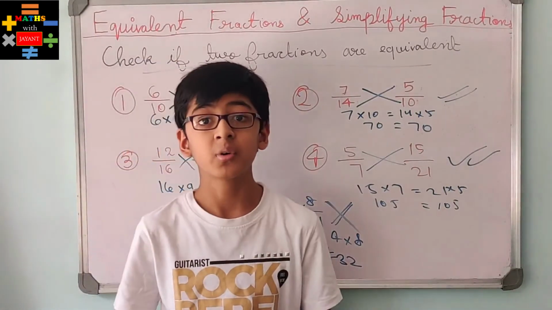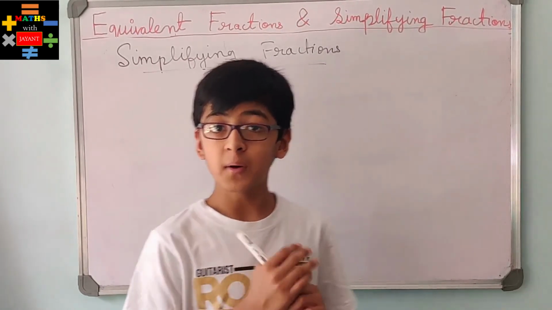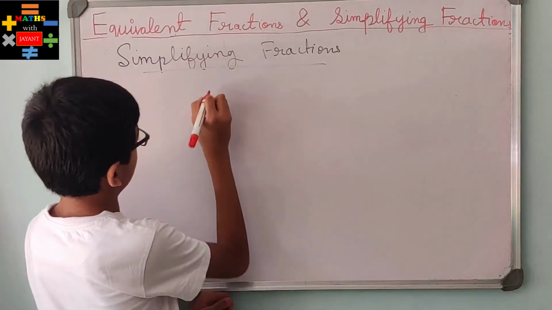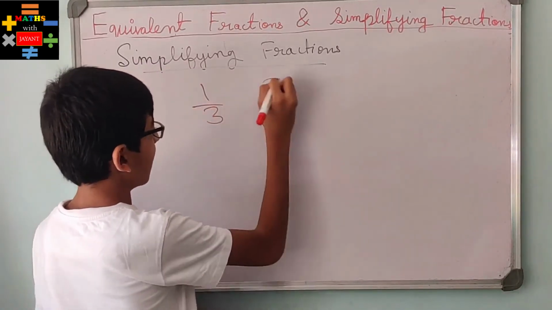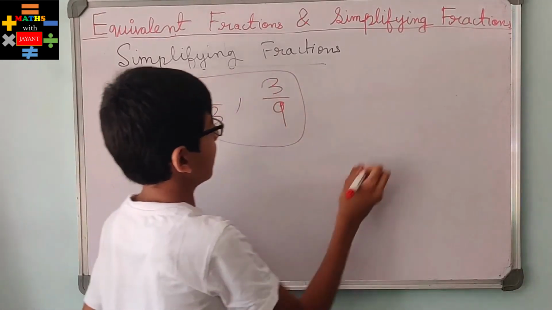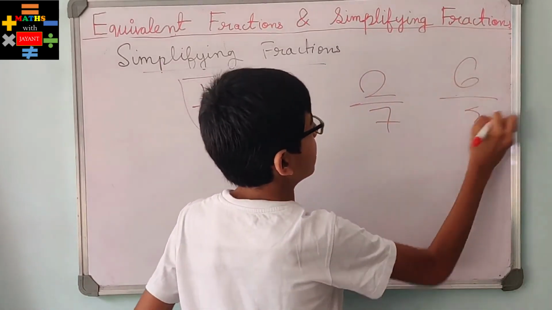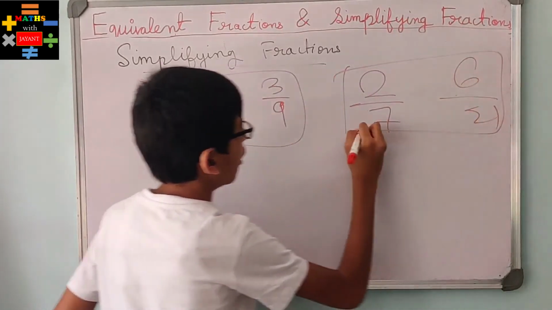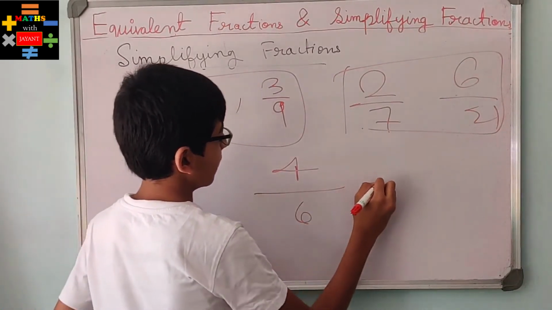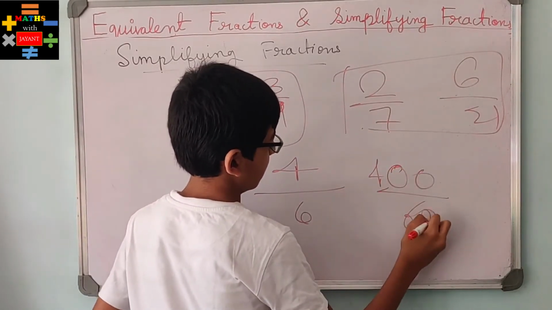Let us move on to simplifying fractions. So now let us discuss simplifying fractions. So let me show you two fractions over here. 1 by 3 and 3 by 9. So this is the first set. Or 2 by 7 and 6 by 21. Or let me show you one more. 4 by 6 or 400 by 600.